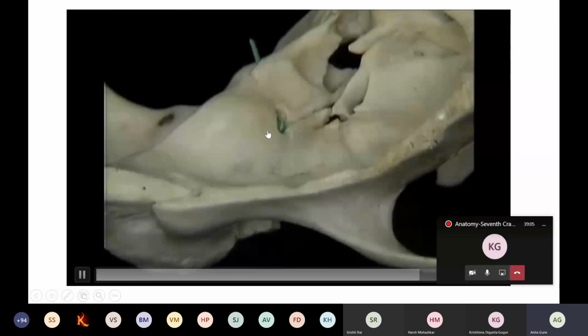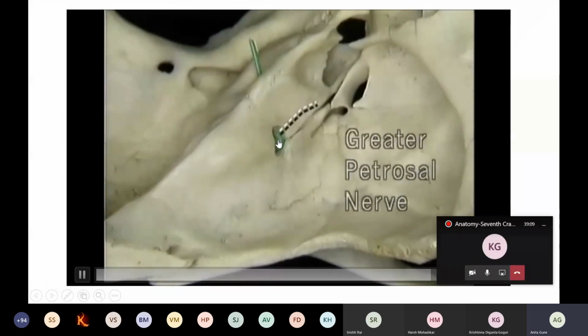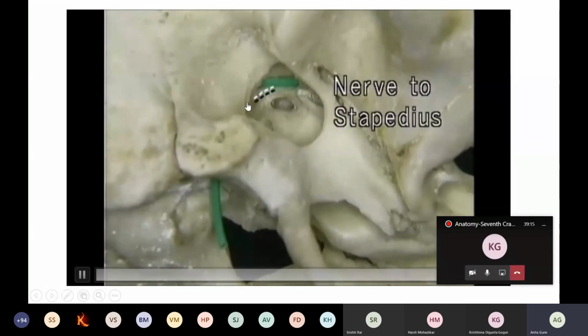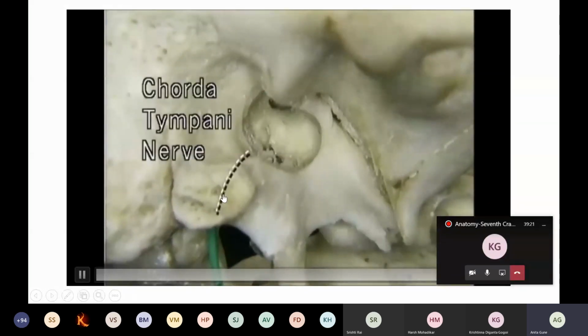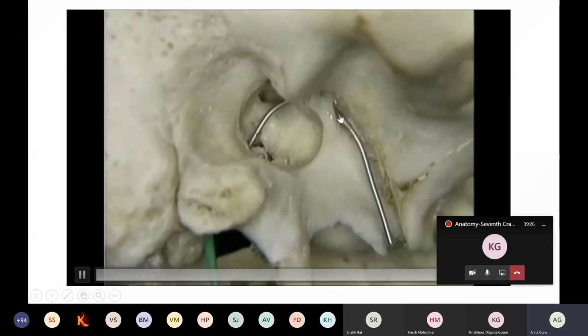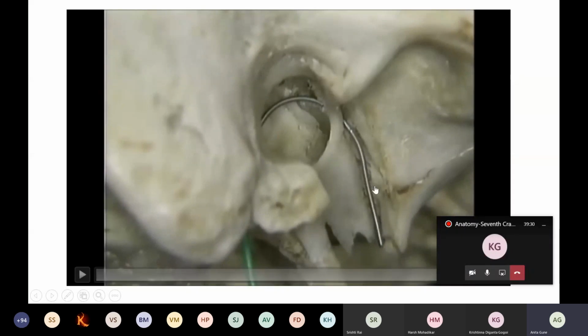What we said, from the genu over here arises a nerve which is called the greater petrosal nerve. We will see in detail later. For now, you remember from here it arises, and from the vertical part there is the nerve to stapedius, and another nerve which comes from the vertical part is chorda tympani. This will be going along the tympanic membrane and then come out of the anterior part of the middle ear cavity to enter the infratemporal fossa.